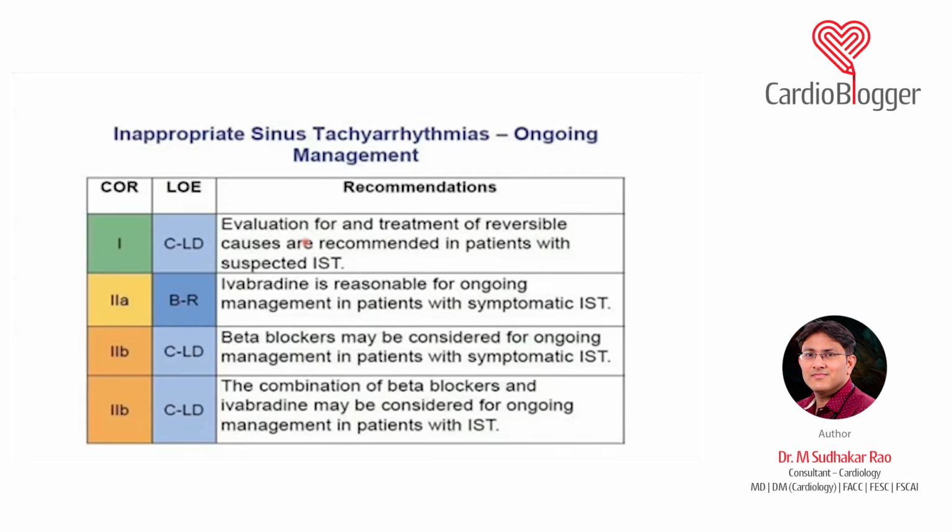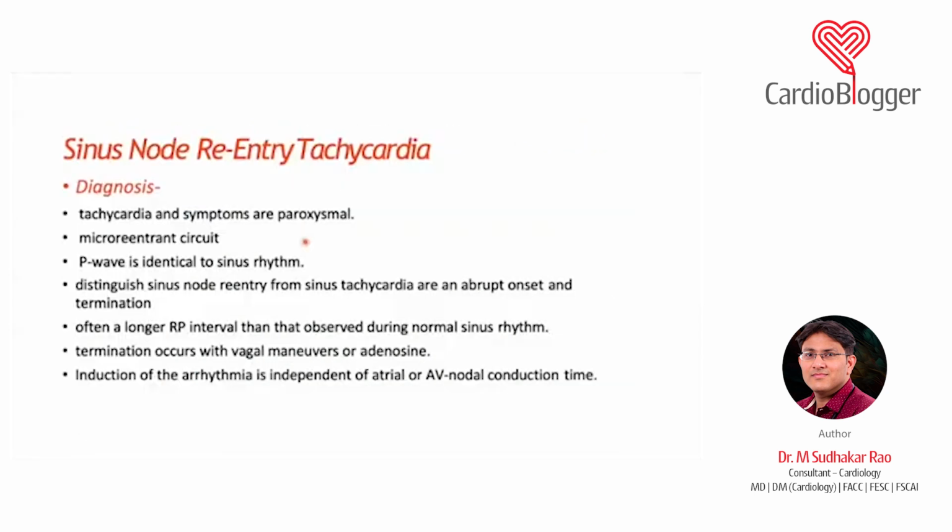The combination of beta blocker and ivabradine may be considered, but you should not try a combination upfront. So ideally you should try ivabradine, which is the first line. You can go up to 7.5 milligram twice a day, so the maximum dose is 15 milligram of ivabradine. Ivabradine can sometimes produce symptoms like yellow floaters in front of the eye. That remains one of the common symptoms of ivabradine, so you should always remember that. Then the next sinus arrhythmia is the sinus node re-entrant tachycardia.